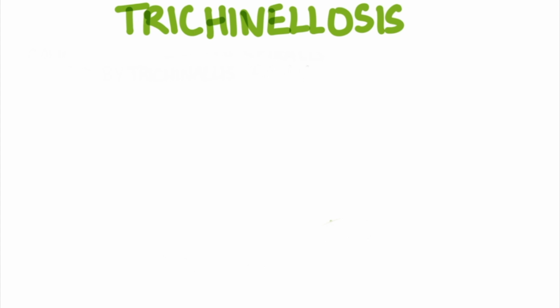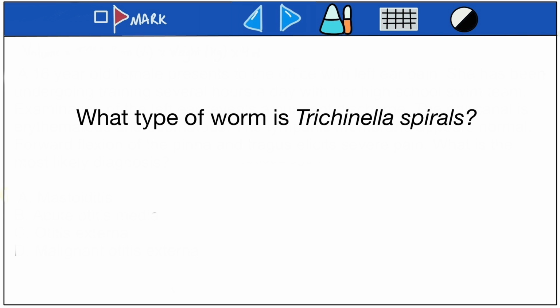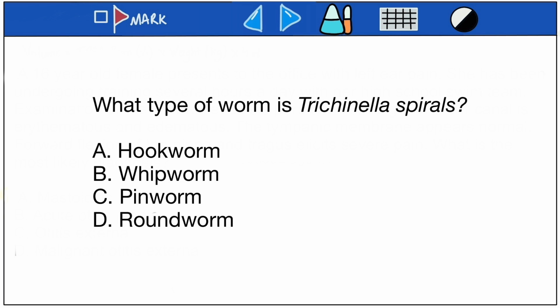Trichinellosis is a parasitic infection commonly caused by the species Trichinella spiralis. Now hold up, what type of worm is Trichinella spiralis? Is it a hookworm, whipworm, pinworm, or roundworm? That's correct. Trichinella is a roundworm.